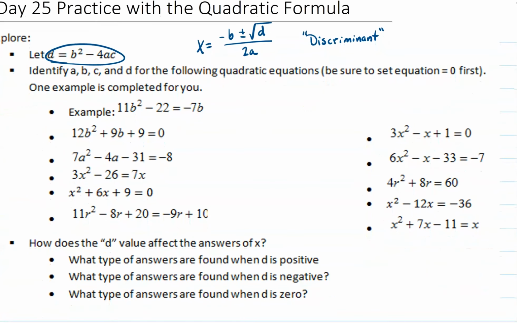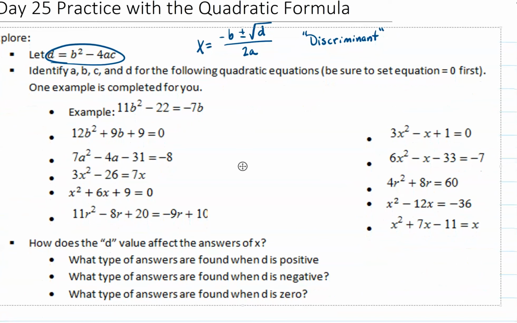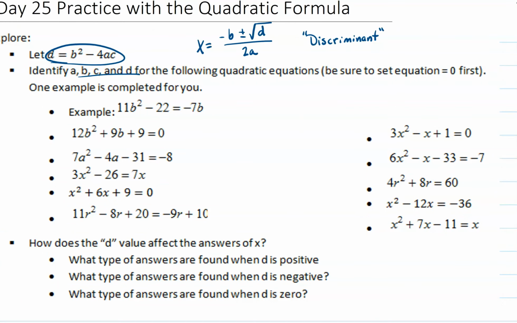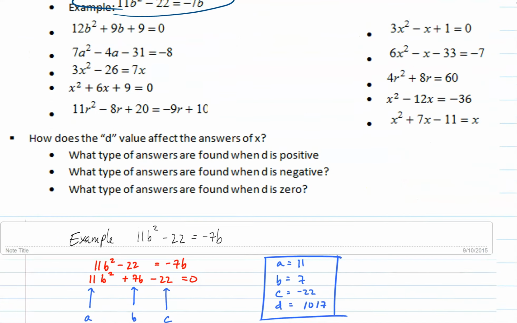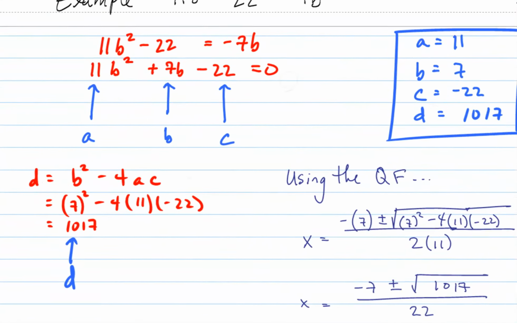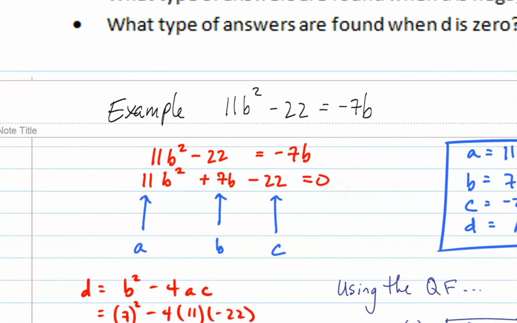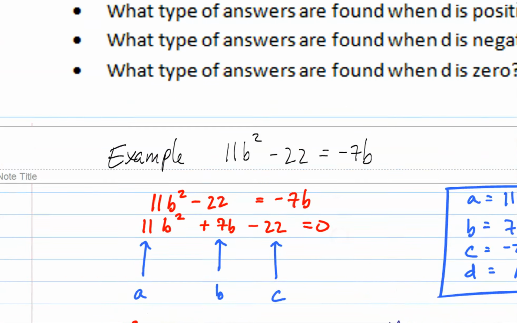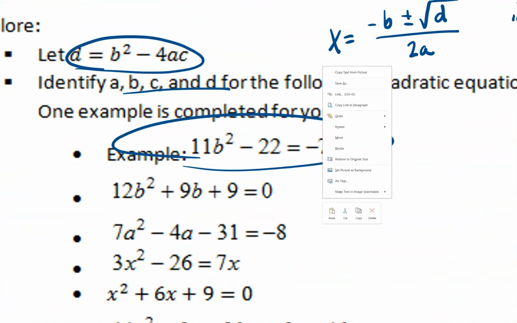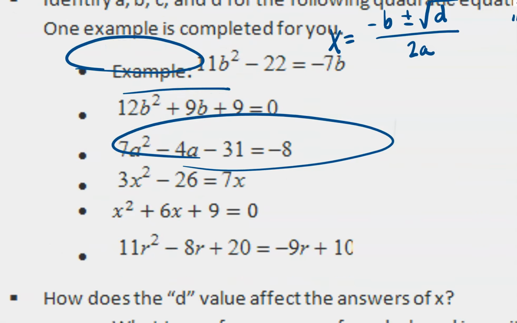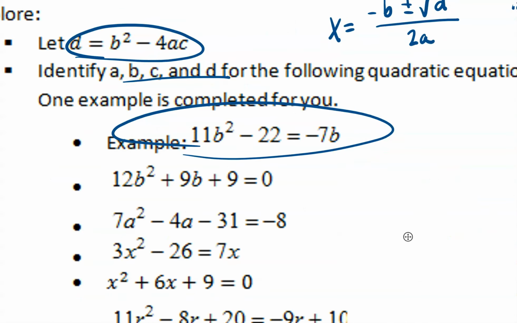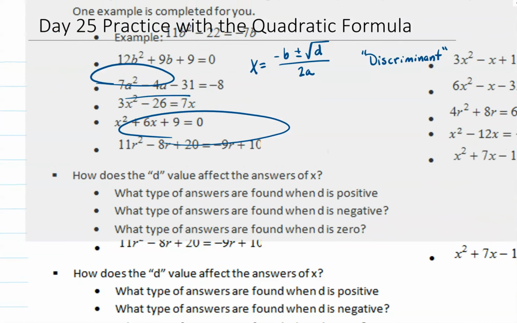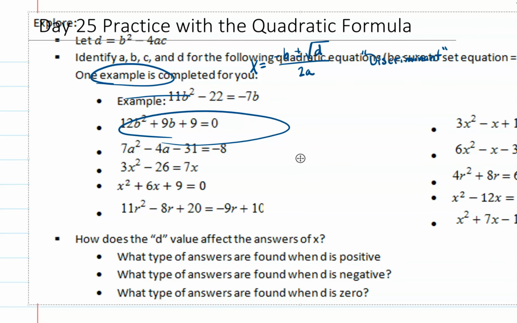So for practice, we're going to spend some time identifying a, b, c, and d for these equations. And the first one has already been completed, although it's a little bit out of order. So let's jump down here. This 11b squared minus 22 equals negative 7b. Is that how that was set up? Yeah, equals negative 7b. Sorry, I misread the problem originally. That's how the original problem started, so let's see how we would have used the quadratic formula to approach it.